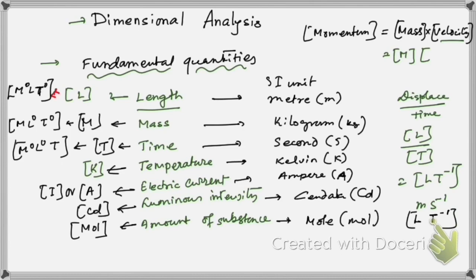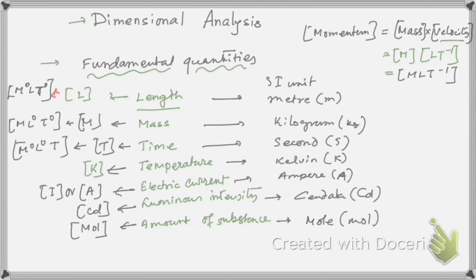So here you can see that we got the dimensional formula of mass and velocity, L T to the power minus 1. So combining these two, we can write the dimensional formula of momentum is M L T to the power minus 1, right? That's how we can write. So hope you have understood how to write the dimensional formula of any physical quantity. Just suppose you need to find the dimensional formula of acceleration.